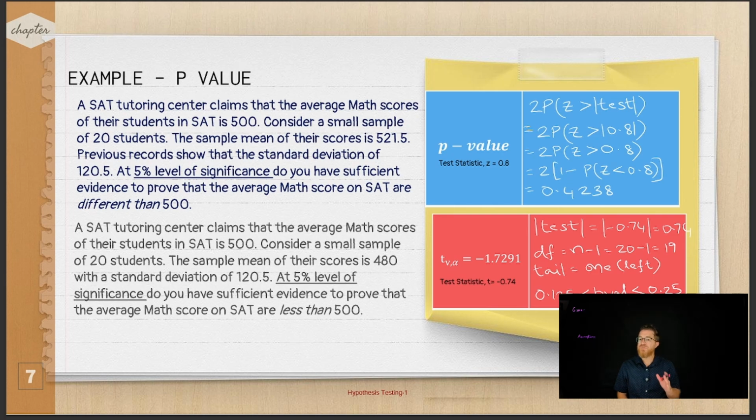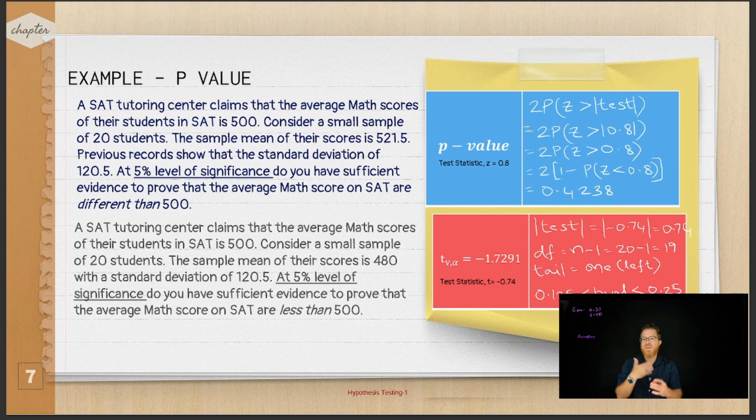So in this case, we've changed a few things, but otherwise it's mostly the same problem. So let's write down our given information. First thing, we still have a small sample size of n equals 20. We have an x bar in this case of 480. And then we have to look at, is our sigma known? Well, in the way it's written, the sample mean of the scores is 480 with a standard deviation of 120.5. This means that we calculated it, right?